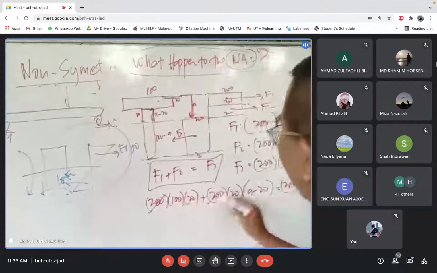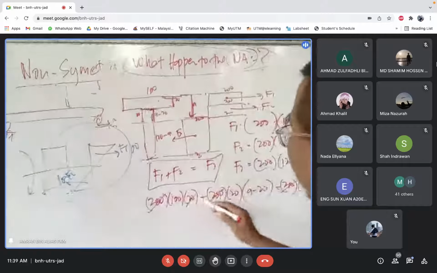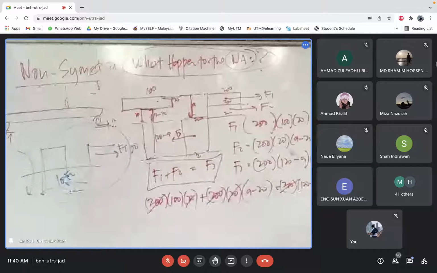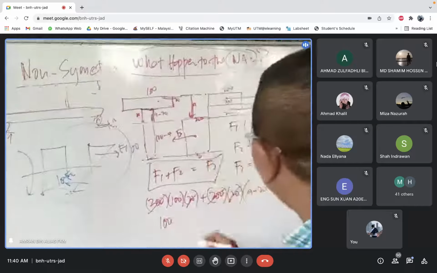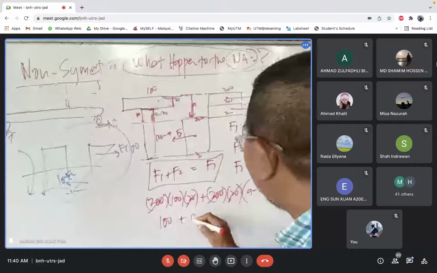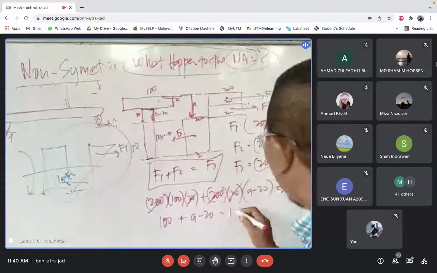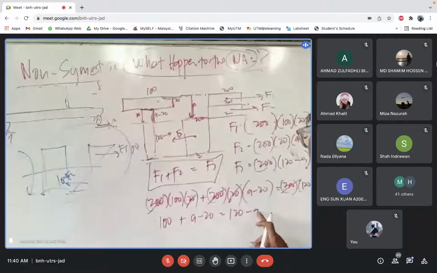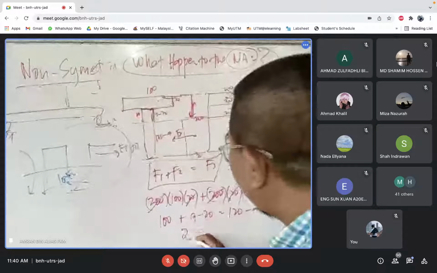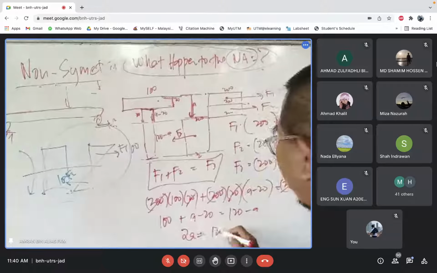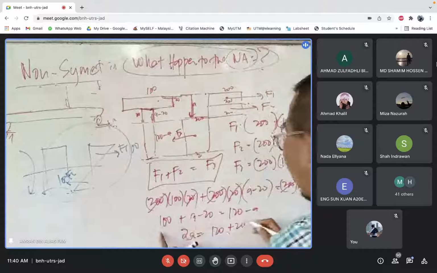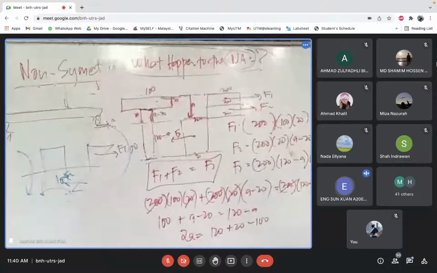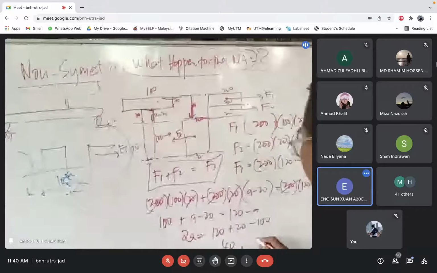Divide by 200, divide by 20. You see that? Yes. So what do we have there? 100 plus A minus 20 is equal to 120 minus A. You see that? Yes. So bring this to the left. 2A is equal to 120 plus 20 minus 100. So 2A is equal to what then? 40. So A is equal to what?